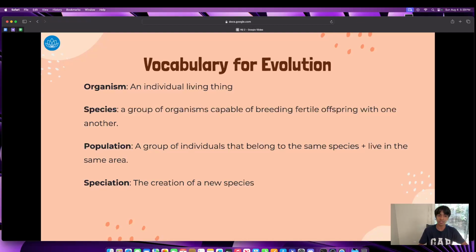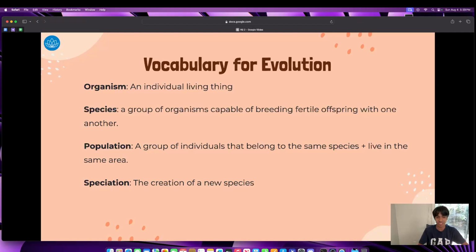And then a population is a group of individuals that belong to the same species and live in the same area. So my species obviously is human, Homo sapiens, but I am not in the same population as someone in Japan because I don't live in the same area. But if I lived in Japan, then I would probably be in the same population. And not even just in Japan, maybe in a specific city. If I lived in Osaka, then I would be in the population of those people. Your neighborhood is kind of like a small population, right?